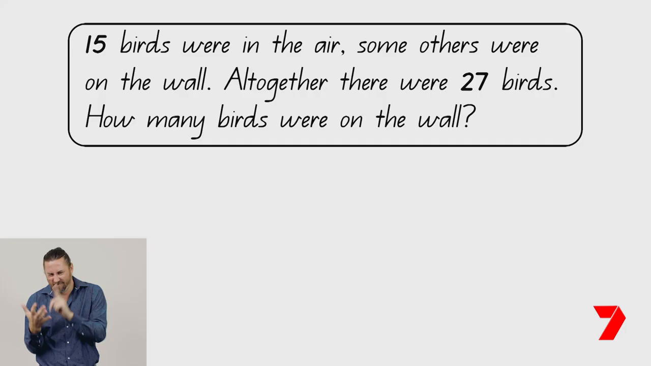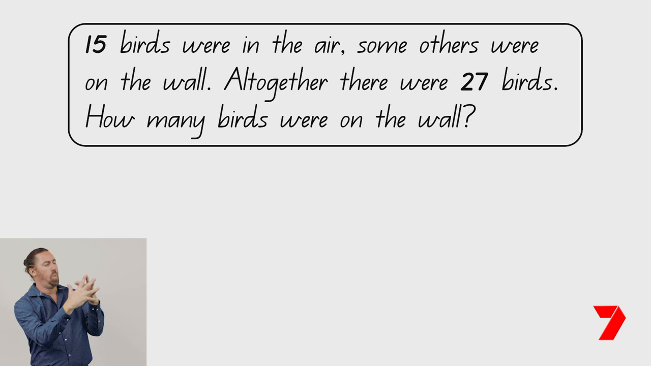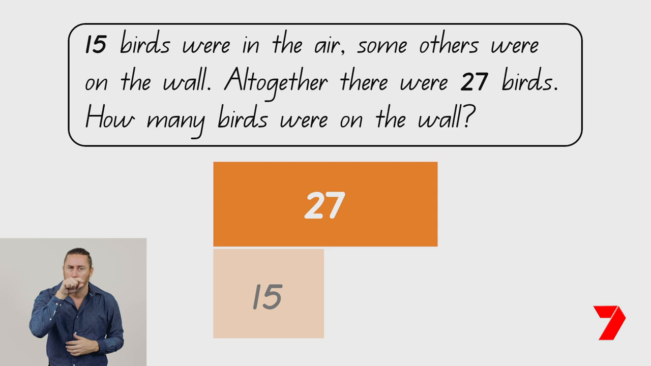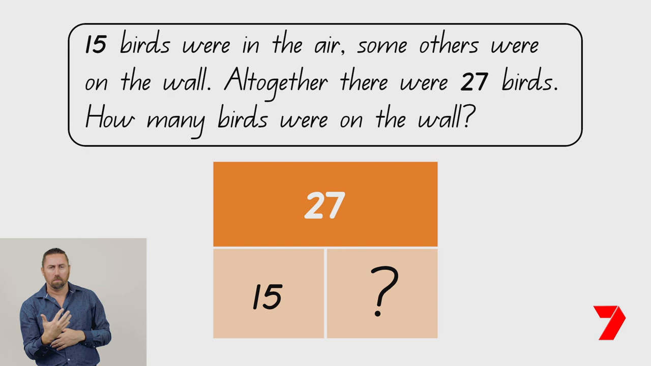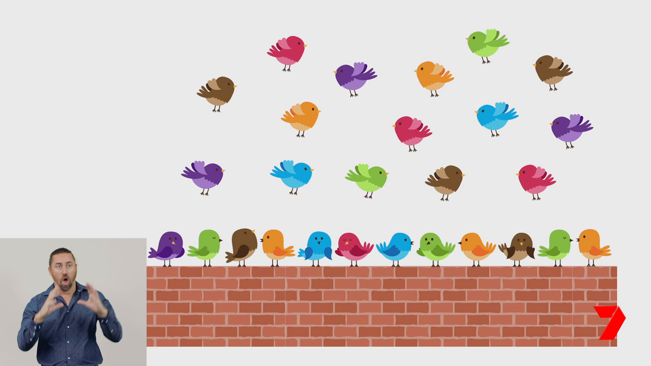So in the problem, 15 birds were in the air, some others were on the wall, altogether there are 27 birds, how many birds are on the wall? We know the whole. That is the 27 birds altogether. We also know one part, that is the 15 birds that were in the air. We do not know the other part, that is the number of birds sitting on the wall. To find the missing part, we need to take away the part from the whole. This would be take 15 away from 27.